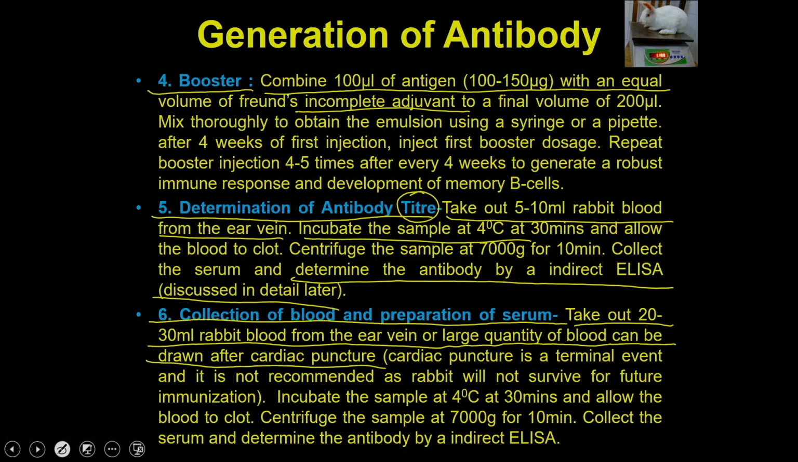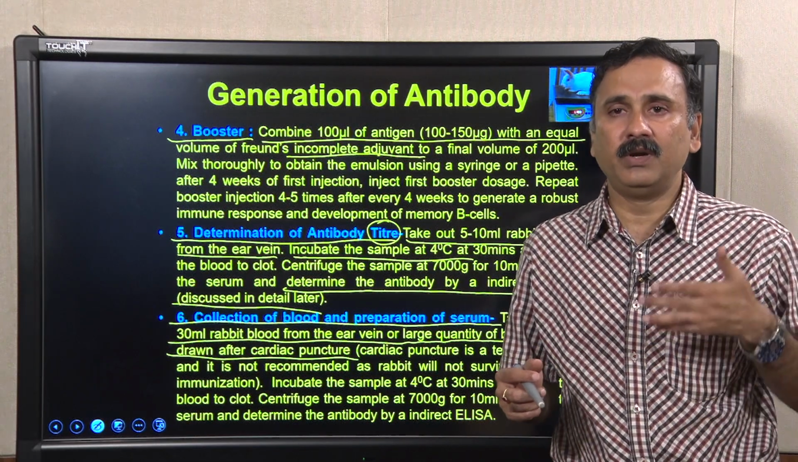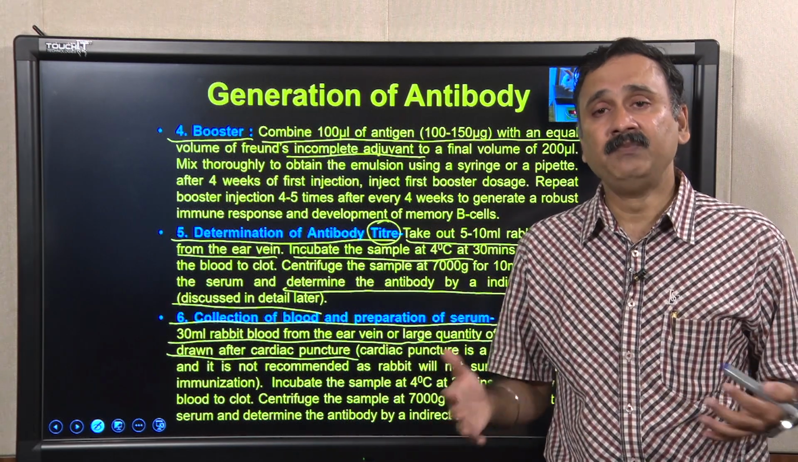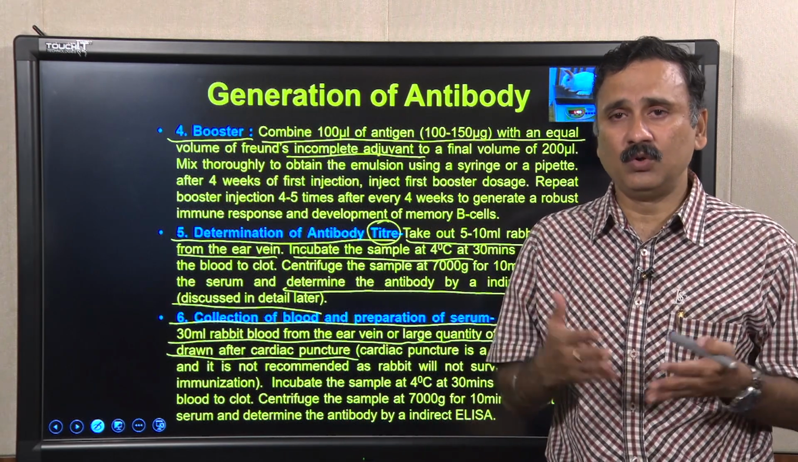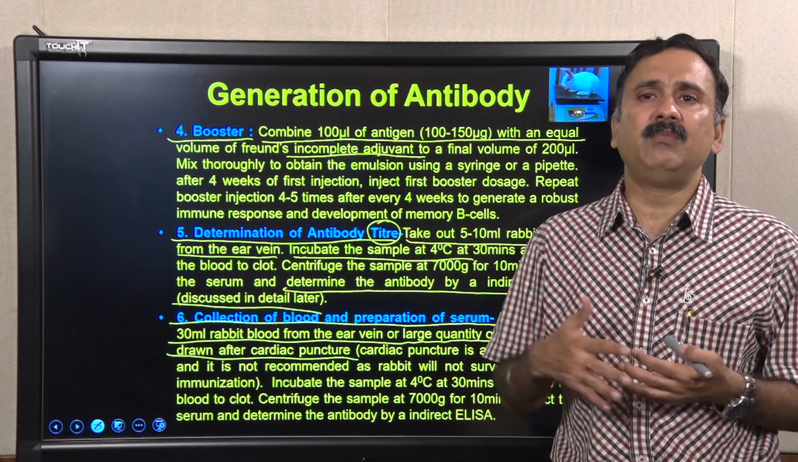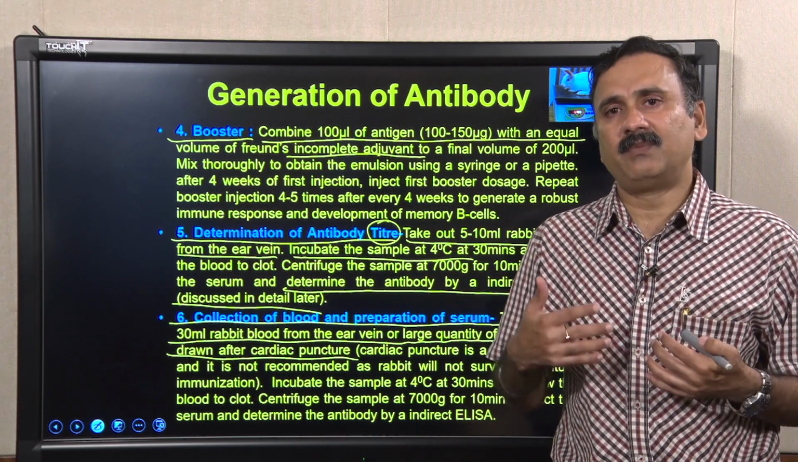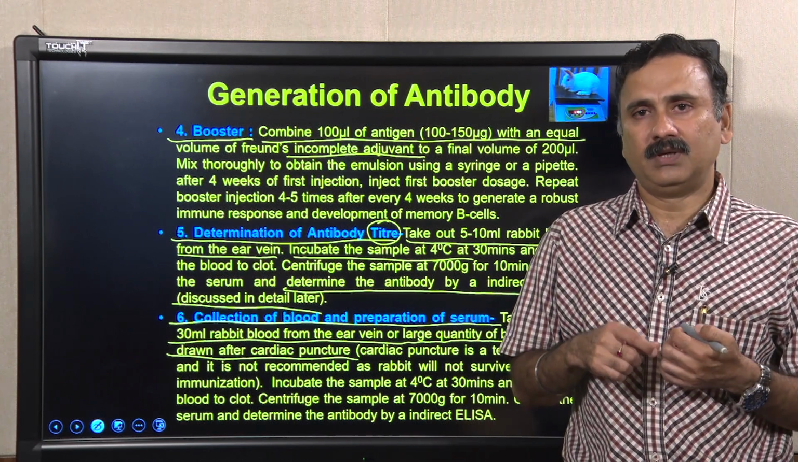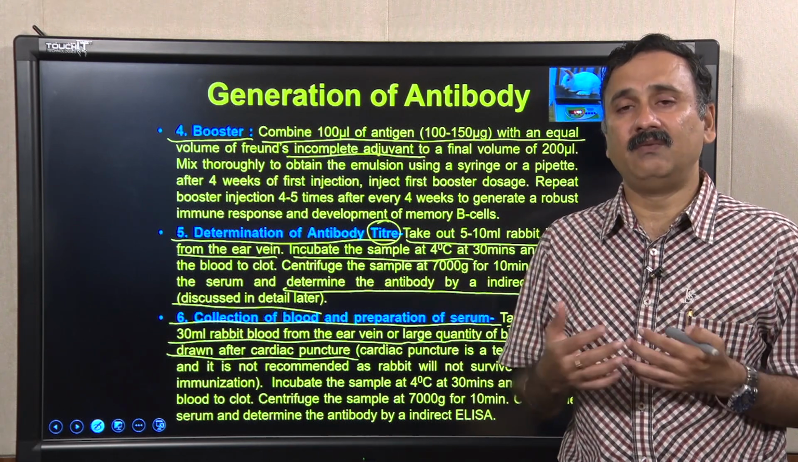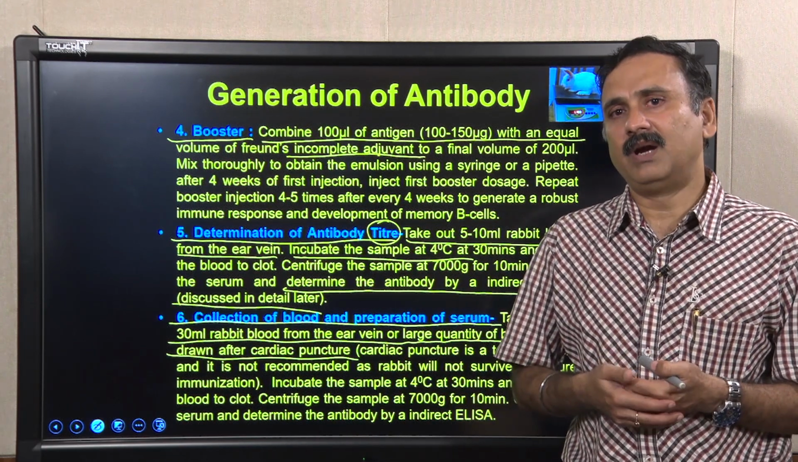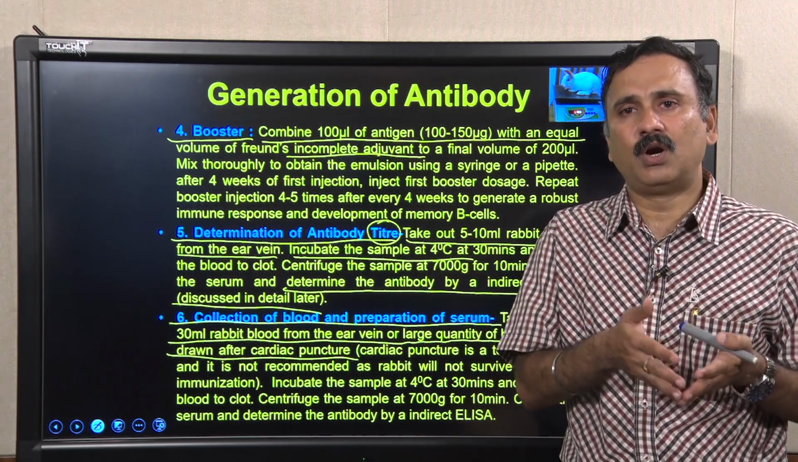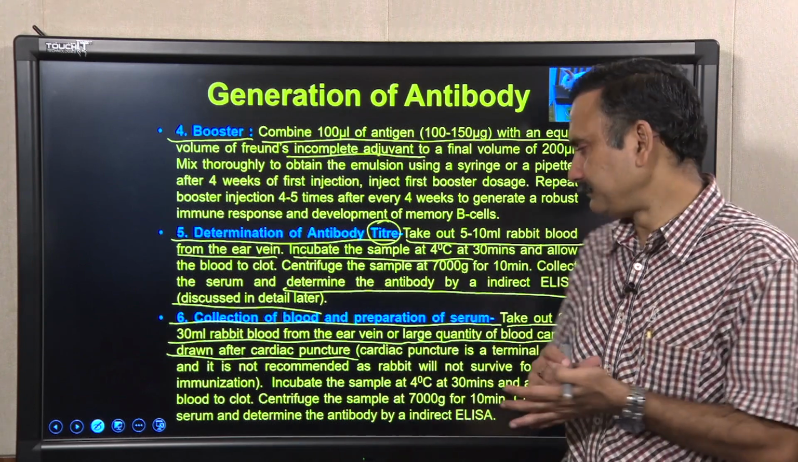So, you have two choices. Either you draw the blood from the ear vein, which is not going to be a terminal procedure, or if you are looking for a very large quantity and you are sure that the experiment is now over and you do not need any more antibodies, then you can collect the blood by cardiac puncture, which means you make a hole into the heart. That is how you can collect a very large quantity of blood from the rabbit, but that is a terminal procedure. After that, the rabbit is not going to survive.